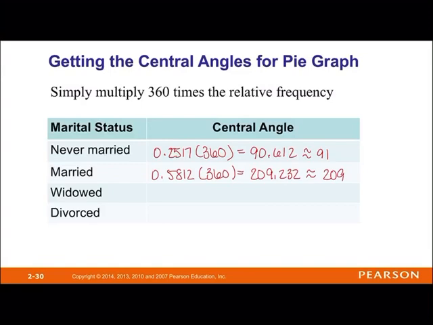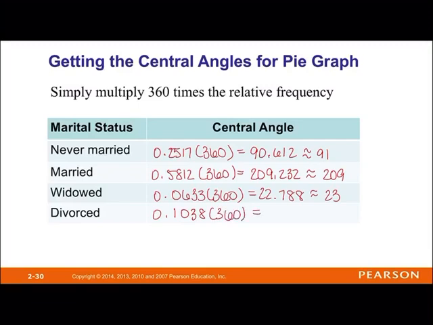And then we have our widowed, which is 0.0633 times 360. When you do that, you should get 22.788, so we'll call that approximately 23. And then our last one, divorced, is 0.1038 times 360. That will give you an answer of 37.368, and we'll round that to 37. So these are going to be the measures of all your angles.